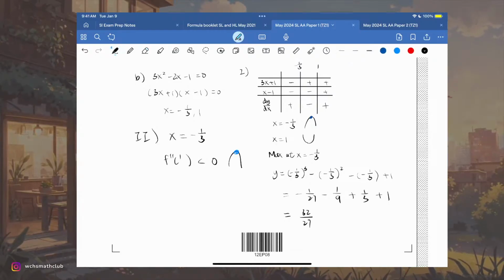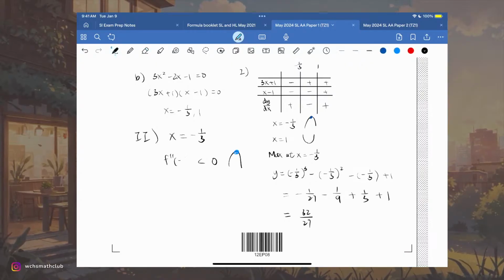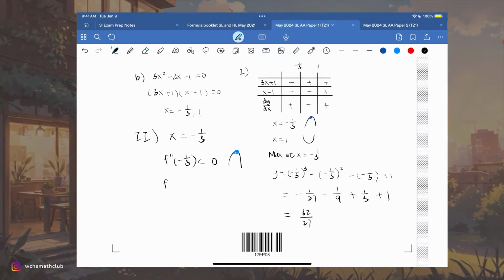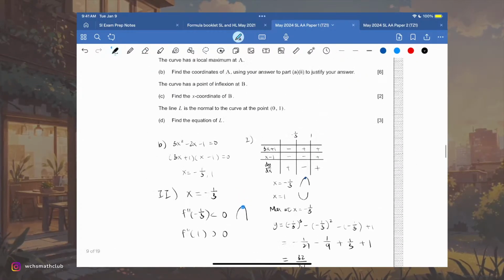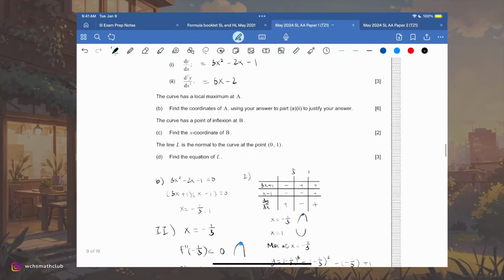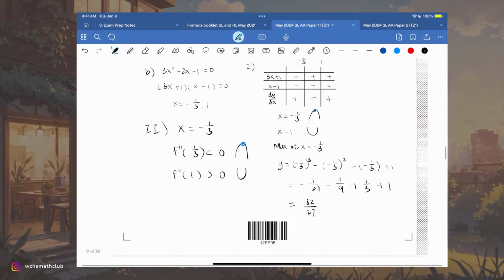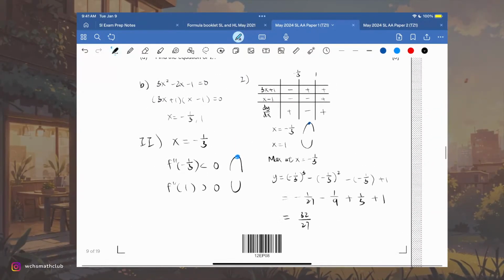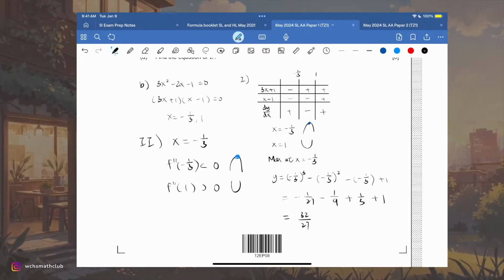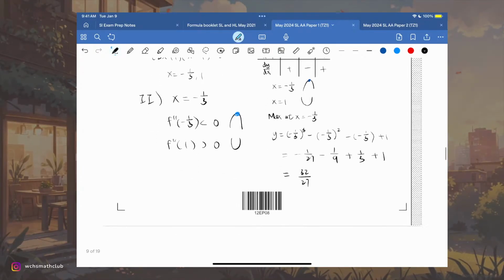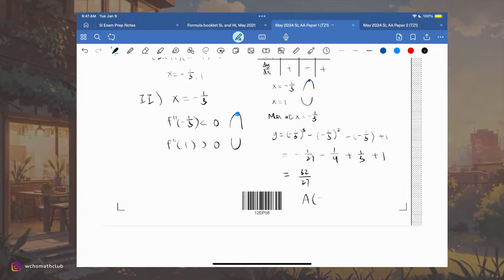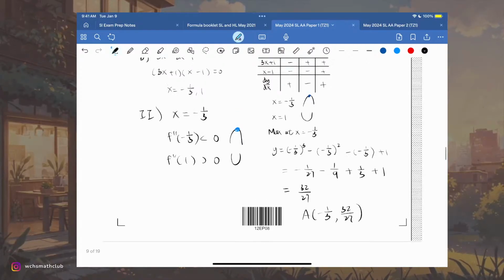And f double prime at 1 is greater than 0 because we have the equation here. You plug in 1, 6 minus 2 is 4 greater than 0, which means it's concaving up. Okay, so you can choose either method depending on which one you like more or is more familiar with. So we have the final answer here, which is A is at -1/3 and then 32/27. That's part B of this question.